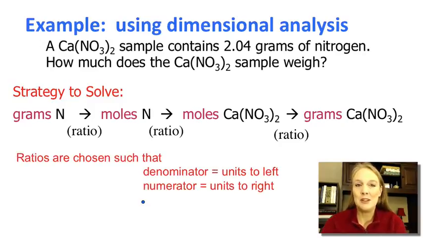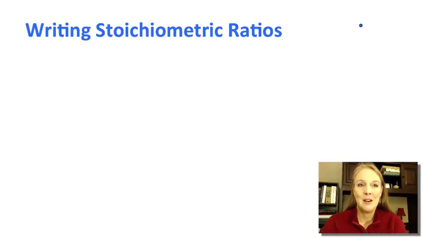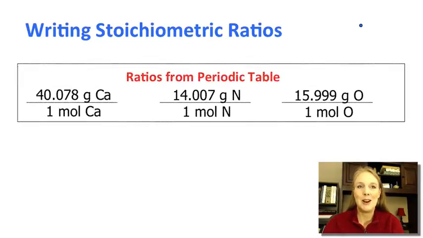These ratios are chosen so that the units cancel out. This is dimensional analysis, right? Canceling out the units. So in the numerator, we would use the units that we're trying to have as our result, and in the denominator, we would use the units to the left, what we're starting with. Of course, we can write all kinds of stoichiometric ratios for our calcium nitrate. From the periodic table, we could look up the mass of each of these types of atoms. So these just came from the periodic table. And of course, I could write all of these ratios upside down as well.